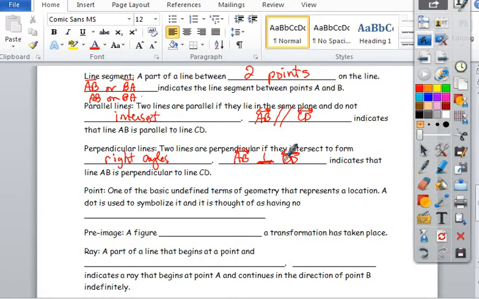Point, one of the basic undefined terms of geometry that represents a location. A dot is used to symbolize it, and it is thought of as having no length, width, or thickness. All it's doing is representing a position, a spot.